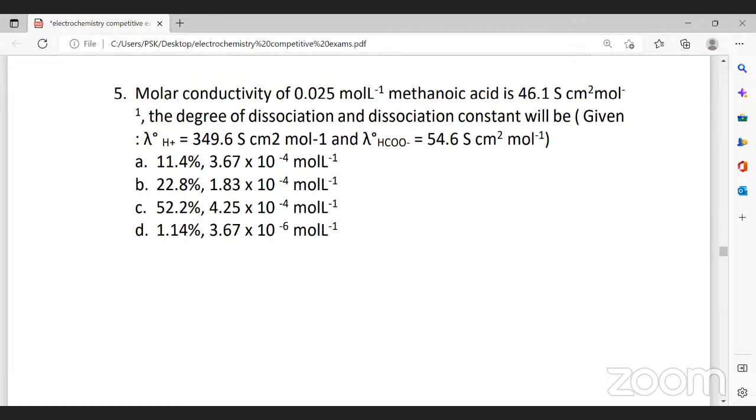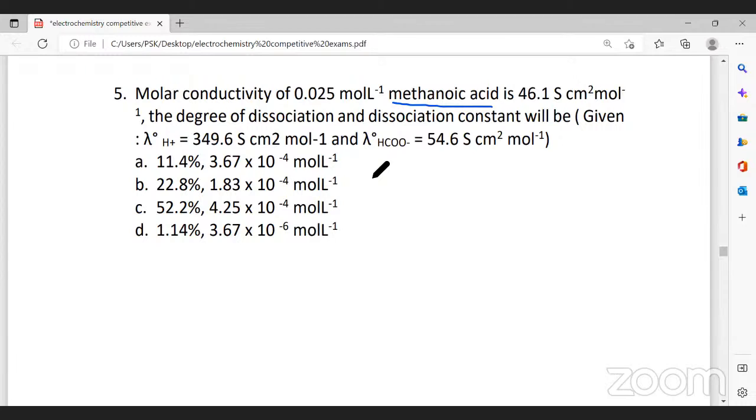Next question. Molar conductivity of 0.025 mole per liter methanoic acid is 46.1 Siemens centimeter square per mole. The degree of dissociation and dissociation constant will be given. Lambda naught H plus is 349.6 Siemens centimeter square per mole, and lambda naught HCOO minus is equal to 54.6 Siemens centimeter square per mole. Now, what is methanoic acid? What's the chemical formula of methanoic acid? Anybody? What's the common name for it?